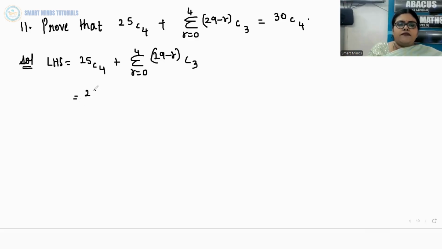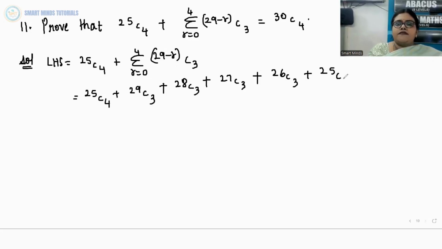So that is 25C4, I am writing as it is. Now here I am applying the summation from 0 to 4. Summation means keep substituting R equals 0, 1, 2, 3, 4 and you add all of them. So first I put R equals 0. So 29 minus 0 is 29, 29C3 plus. Now you put R equals 1, you get 28C3 plus. Now you put R equals 2, 29 minus 2 is 27C3. Now you put R equals 3, so you get 26C3. And now at last you put R equals 4.